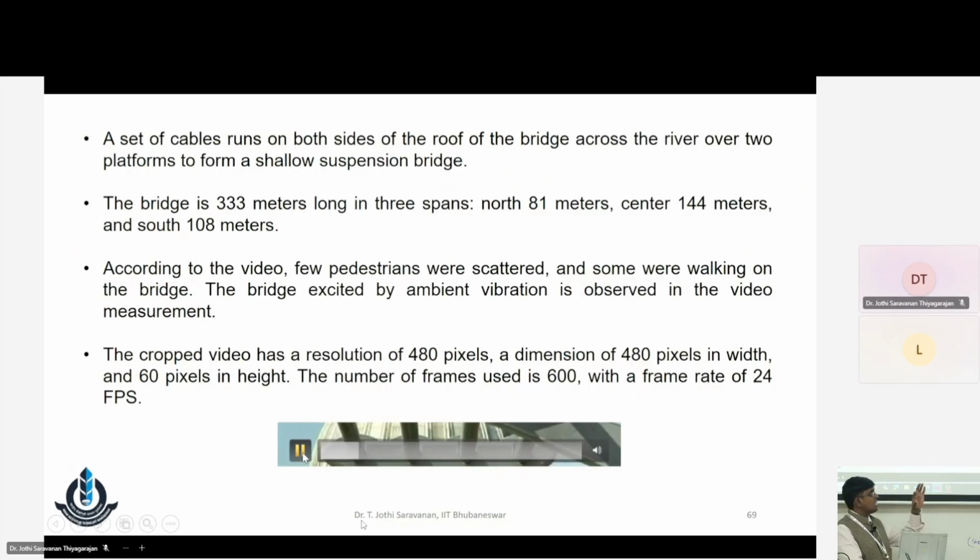I have cut a few parts of that video to avoid the noise, and where I could clearly see the vibration. From here we are trying to extract the things. This is a poor resolution. 480 pixels is a poor resolution compared to today's cameras in our smartphones. So even from that low resolution, how could we extract? That's the point here.